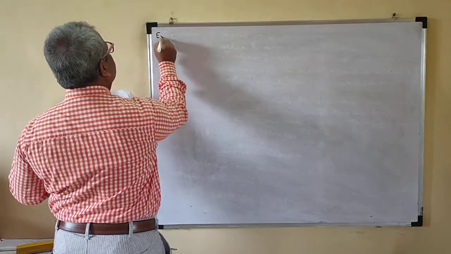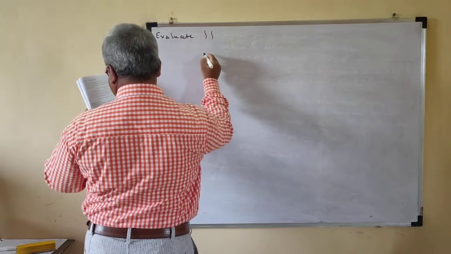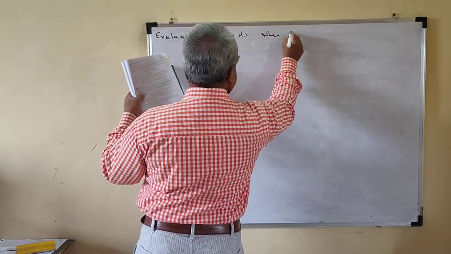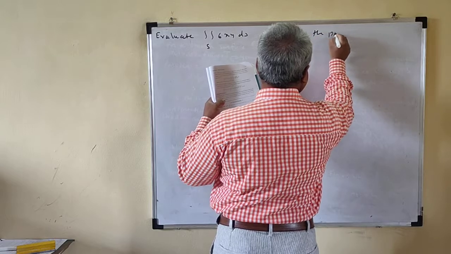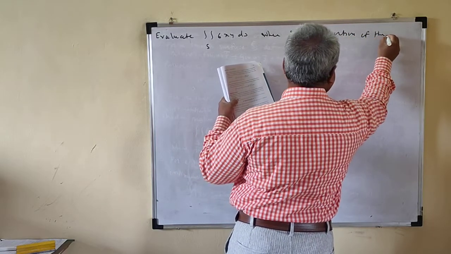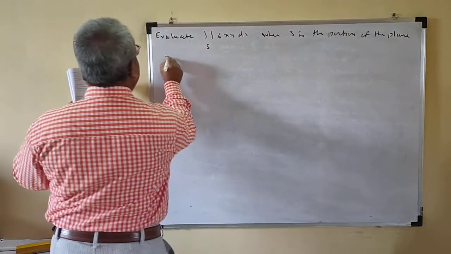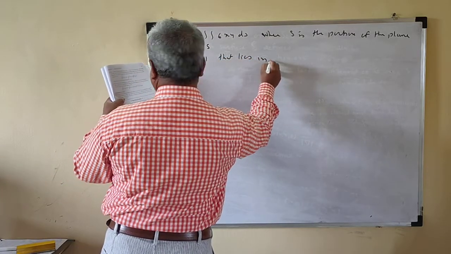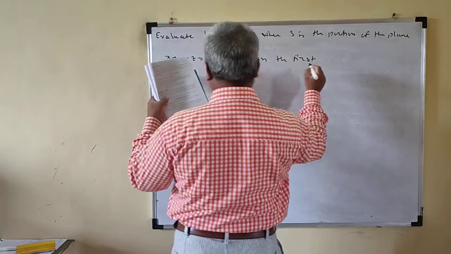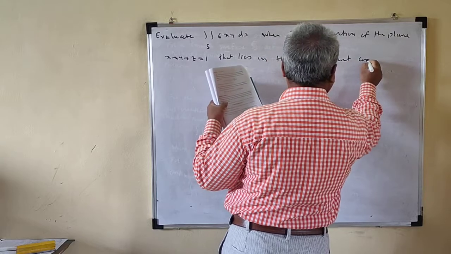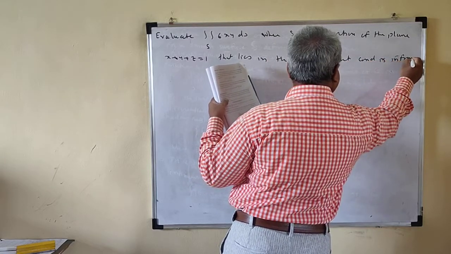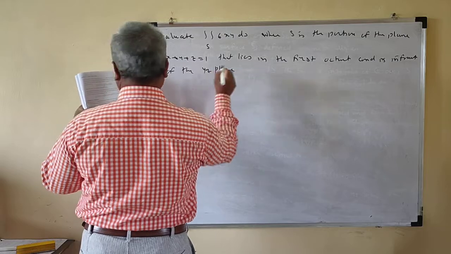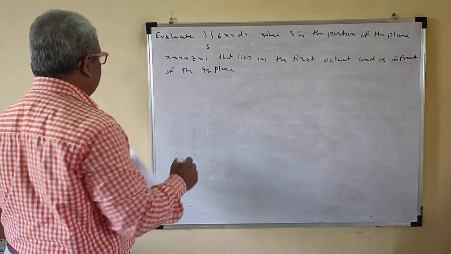Evaluate the double integral over S of 6xy dS, where S is the portion of the plane x + y + z = 1 that lies in the first octant and in front of the yz plane. Okay, solution.